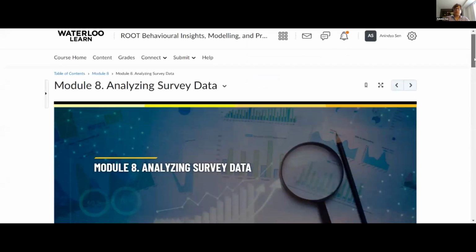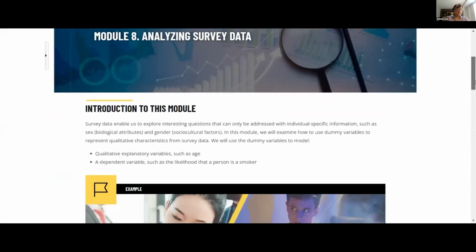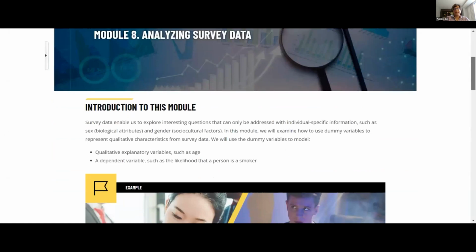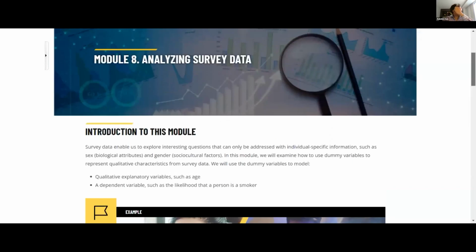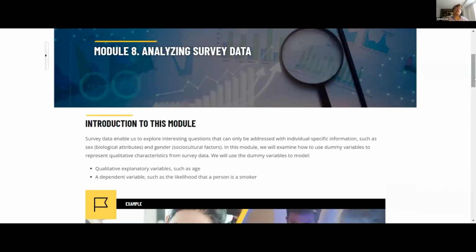So with survey data, good examples are the Canadian Census, the public versions, which are widely used by many researchers. And the difference here is that the observations are not aggregated at the province level, but are based on individual level data. Now, in the previous module, we looked at when a right-hand side variable is 1 or 0, okay?